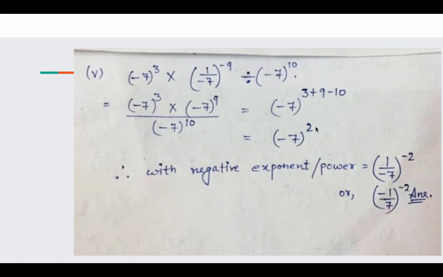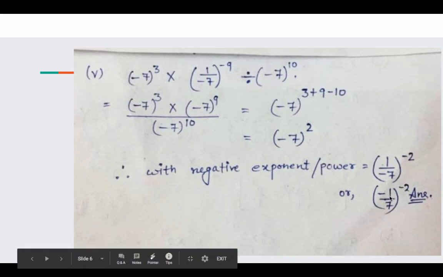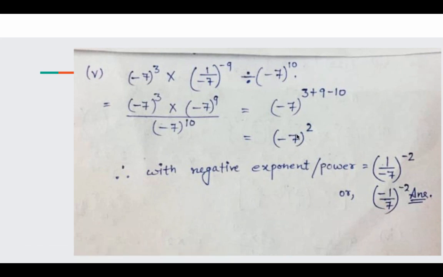Now this is what I am getting as the answer. But the question is asking me to write it as a negative exponent or negative power. So with negative exponent or power it is equal to 1 by minus 7 whole raised to power minus 2. Just take the reciprocal. Minus 7 upon 1 changes to 1 upon minus 7 whole raised to power minus 2. Now we know that the negative sign can never be in the denominator, so shift it up. We get minus 1 upon 7 whole raised to power minus 2. Clear, students? Just the reciprocal we will take and we will make the power negative. So this is how you have to complete question number 7.